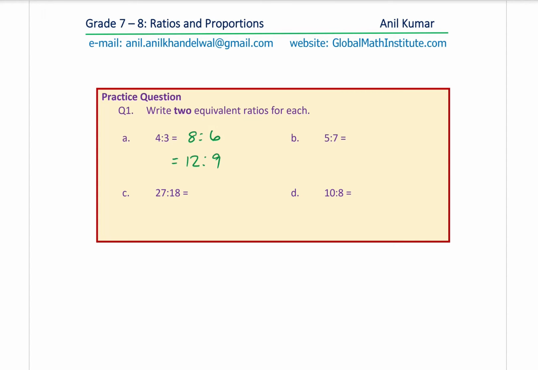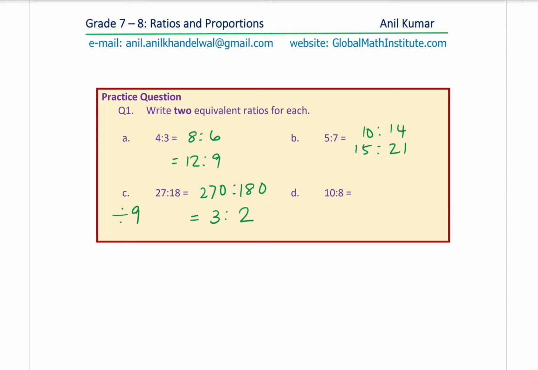Similarly, 5 is to 7 means 10 is to 14, or I could write 15 is to 21. Let's keep it simple, right? Now in the case of 27 is to 18, I could also write this as 270 is to 180. That is also equivalent. I could also divide them by, let's say, 9. So dividing by 9, I could write this as 9 times 3 and 9 times 2. So 3 is to 2. That way you can write many equivalent ratios.